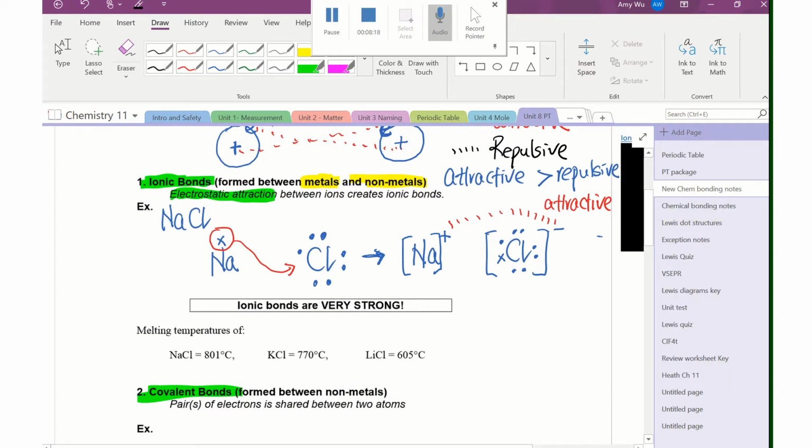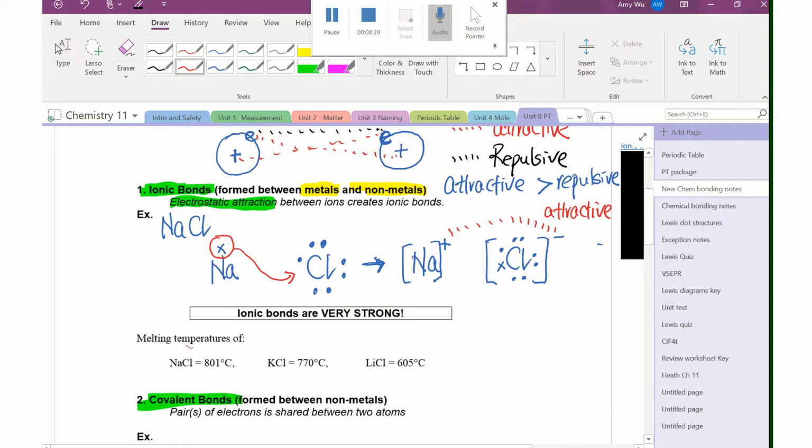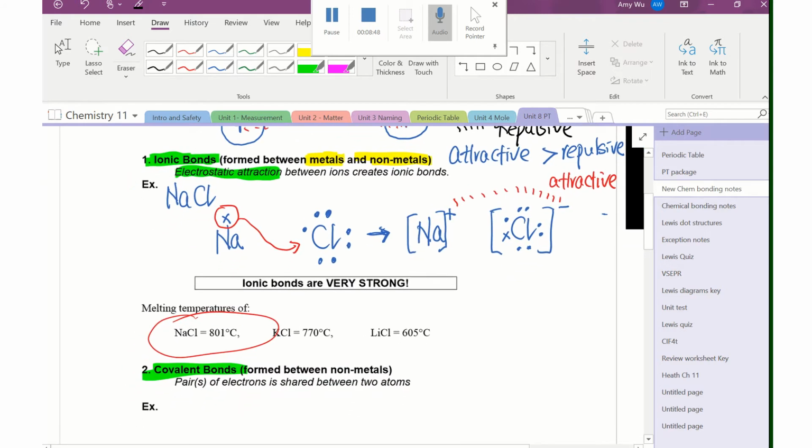And if you take a look at the melting temperature of sodium chloride, for example, if you want to dissolve salt, table salt is super easy to dissolve, right? And they become ions. But if you want to actually melt the salt, you need a super hot Bunsen burner in order to melt the solid salt. Okay, so that's a very strong bonding because of the attractive force between the positive charge and the negative charge.